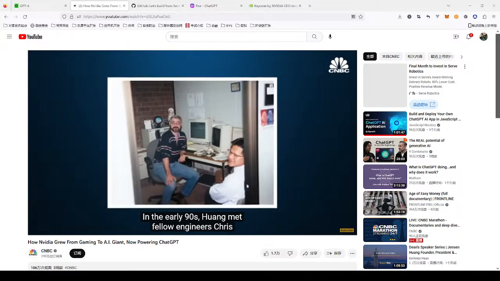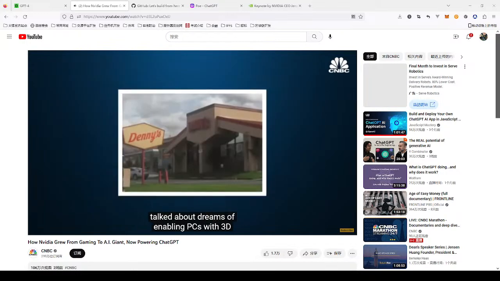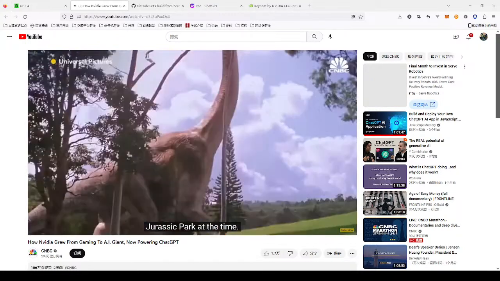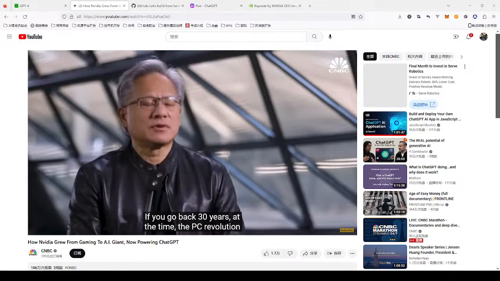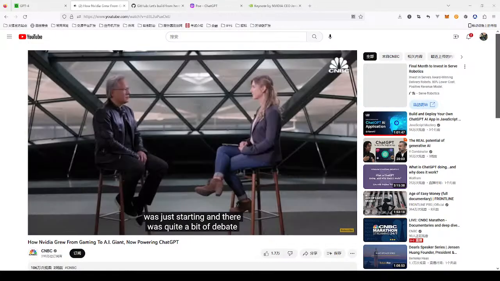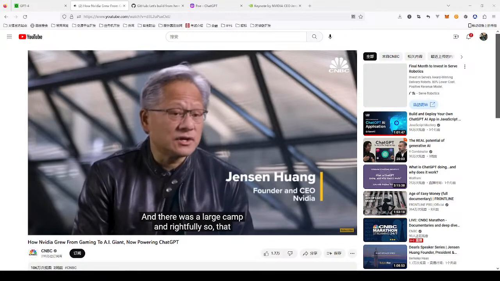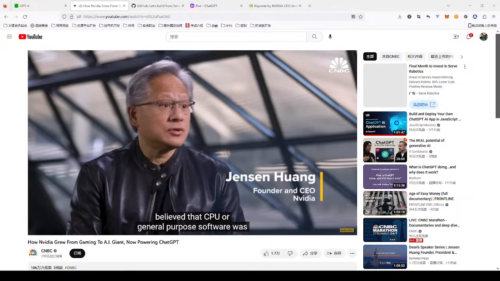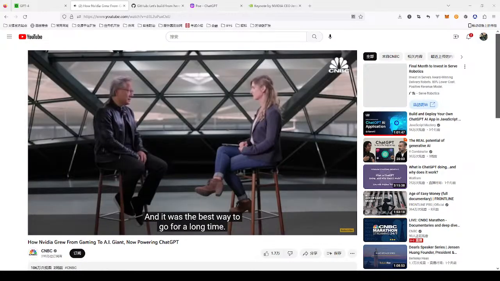In the early 90s, Huang met fellow engineers Chris Malachowski and Curtis Priem at Denny's, where they talked about dreams of enabling PCs with 3D graphics, the kind made popular by movies like Jurassic Park at the time. If you go back 30 years, the PC revolution was just starting, and there was quite a bit of debate about what is the future of computing and how software should be run. And there was a large camp, rightfully so, that believed that CPU or general purpose software was the best way to go. And it was the best way to go for a long time.